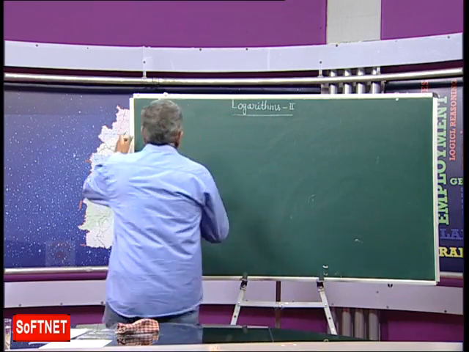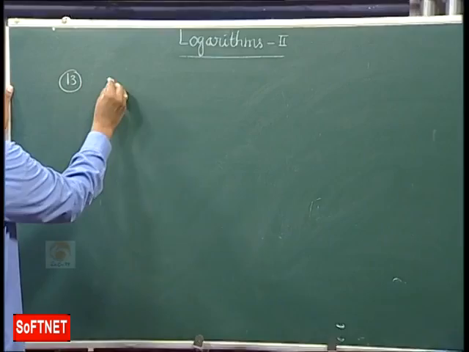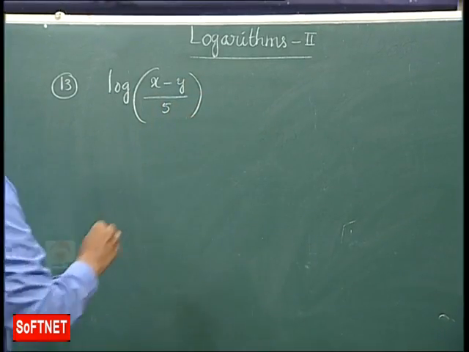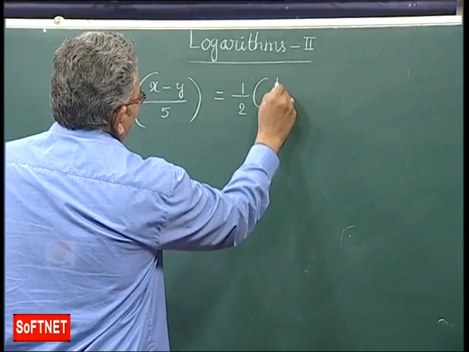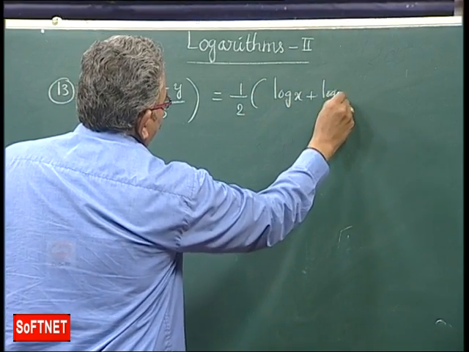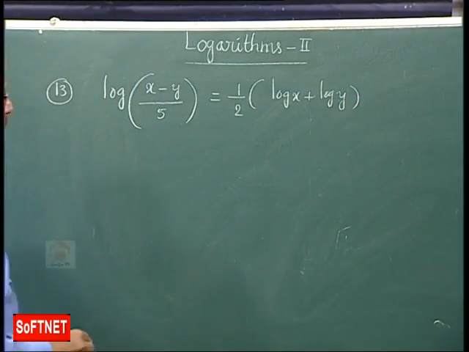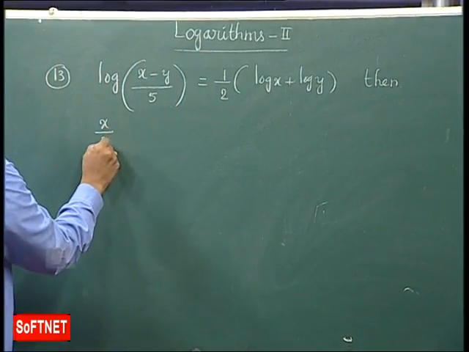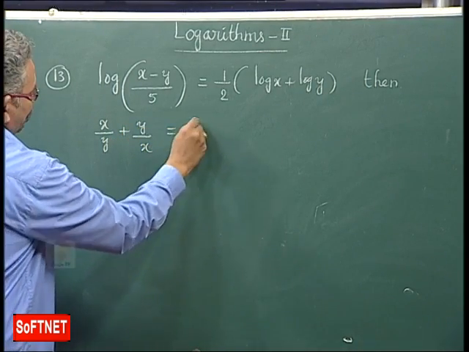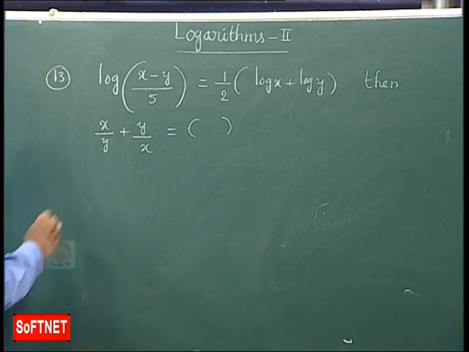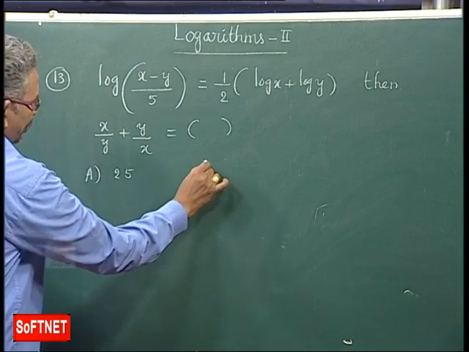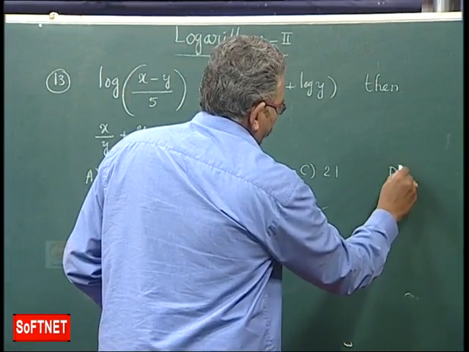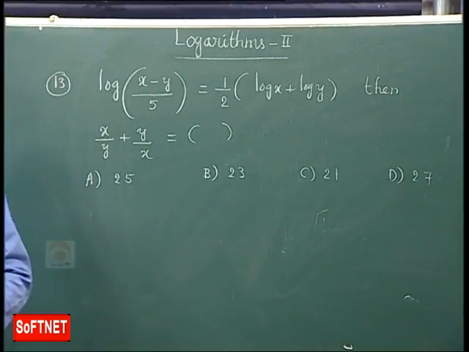Okay, one more problem, let us discuss. Log of (x minus y) by 5 is equal to half times (log x plus log y). Then x by y plus y by x is equal to, here A 25, B 23, C 21, D 27. Okay, how do you solve this problem?